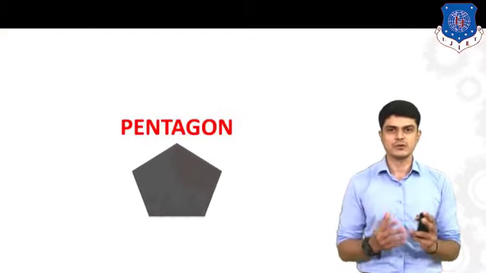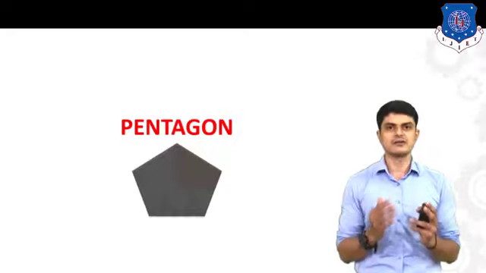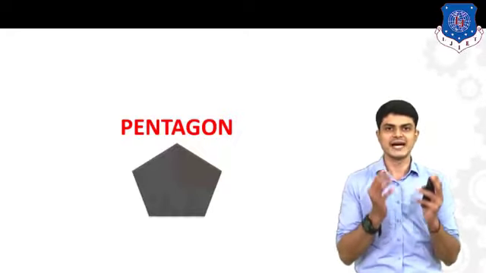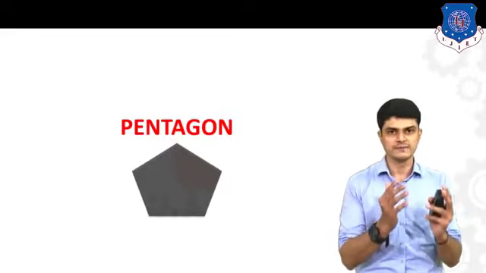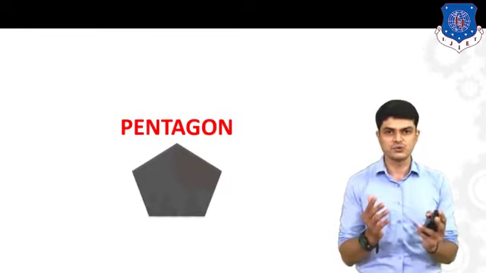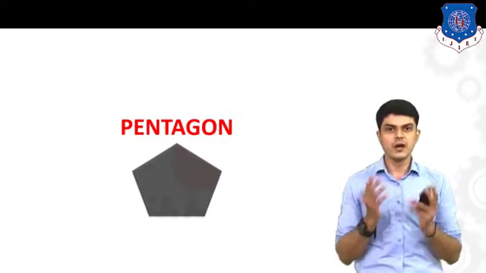Next object, pentagon. Penta means 5 and gon means sides. So it is an object having 5 sides, and all 5 sides must be of equal length because we are taking the regular pentagon here. So we know that the external angle of a pentagon is what? 72 degrees.